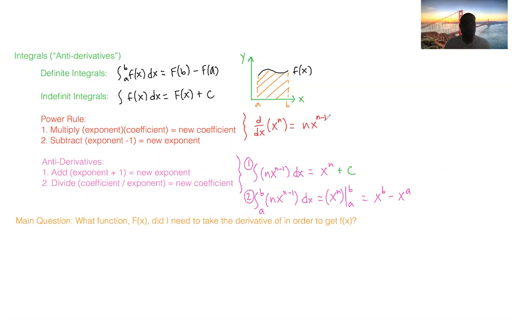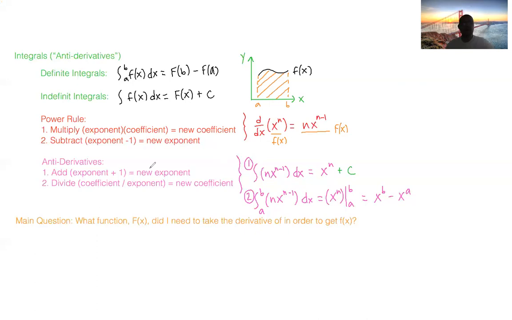So given this function here, let's call this function little f of x. We're trying to figure out what is the original function, big F of x. What is the original function that we needed to take the derivative of in order to get this, okay? And that's going to look like this in pink.